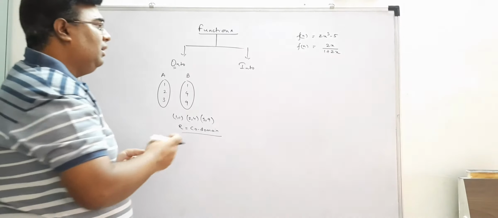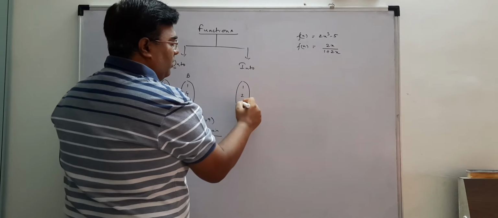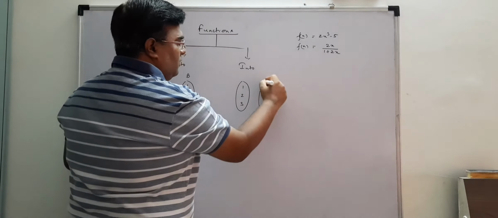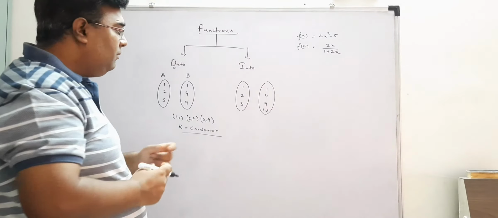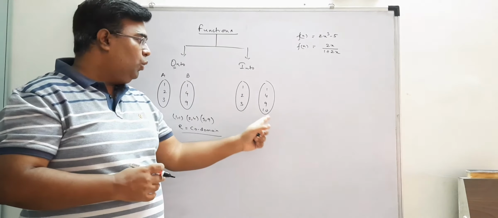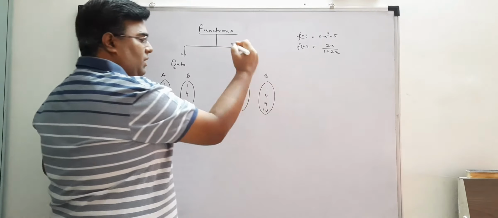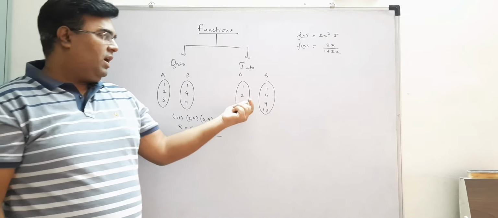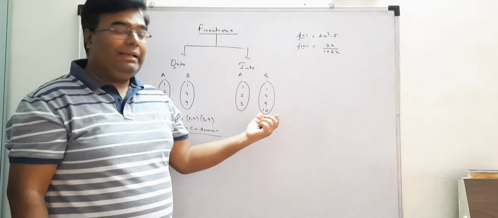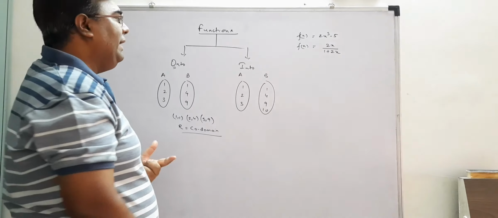Second case, when elements of B are left for any image, right? Clearly 10 has no element in A. Right? 10 is the element in B which has no element related in A. Hence it is known as an into function.